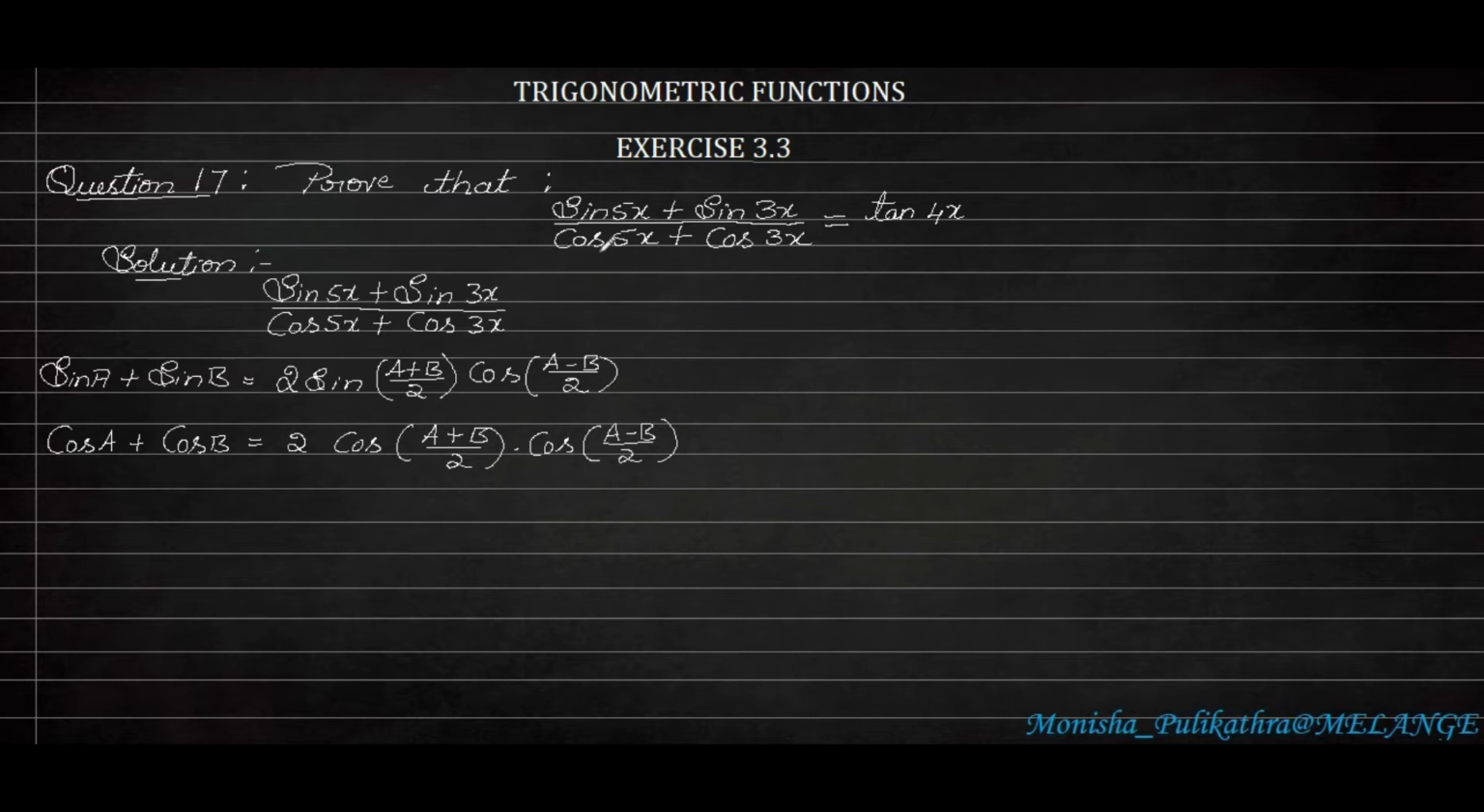Let us move on to the 17th question of exercise 3.3. The 17th question is (sin 5x plus sin 3x) divided by (cos 5x plus cos 3x). We have to prove that it is equal to tan 4x. So I have written the question once again.